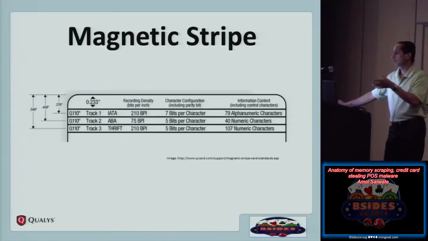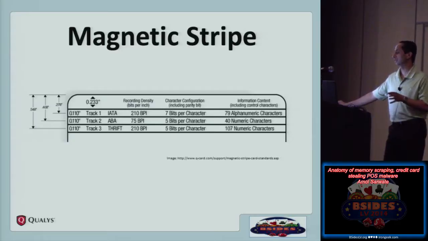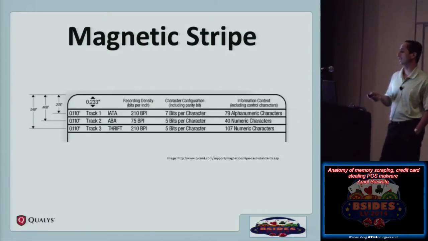We'll go into details about track 1 later. There is track 2, which has 75 bits per inch, and because it has only 75 bits per inch and 5 bits per character, it can store less data. It can store only 40 numeric characters. So pretty simple till now. Track 1 can store 79 alphanumeric characters. Track 2 can store 40 numeric characters. Track 3, which is not really found much in credit cards, has 5 bits per character and can store 107 numeric characters. But most credit cards don't use track 3. So for our malware, what is useful is track 1 and track 2 data.